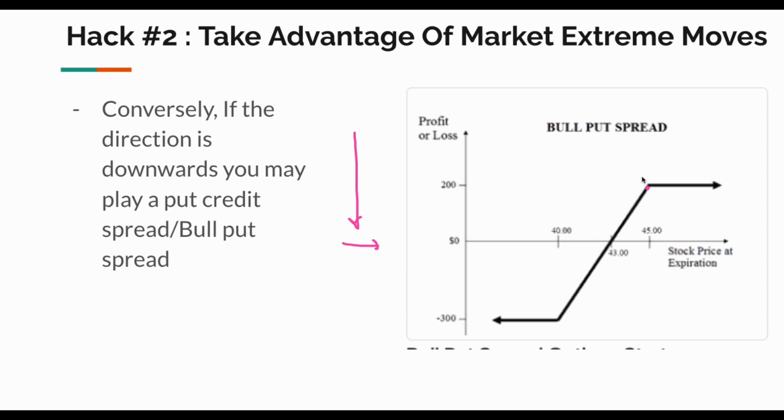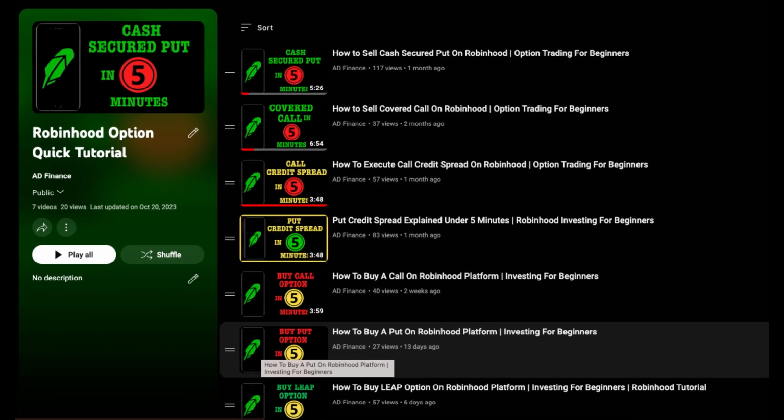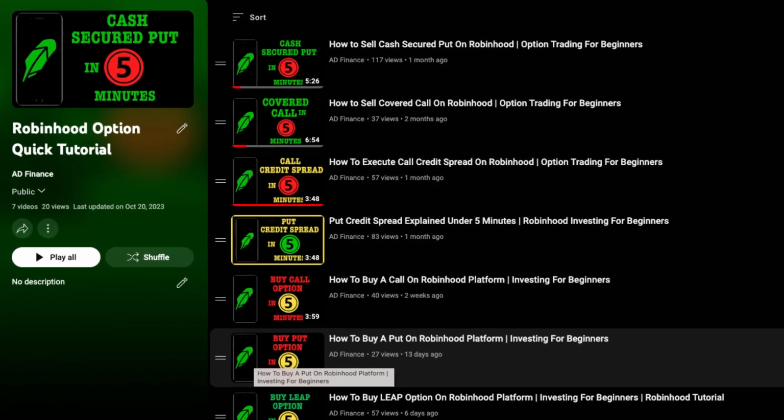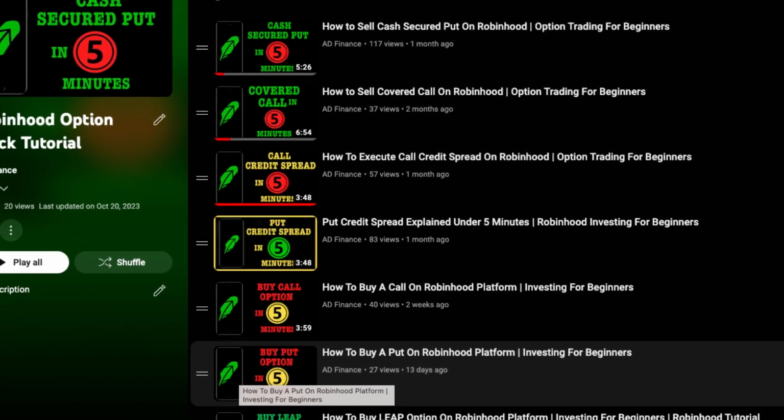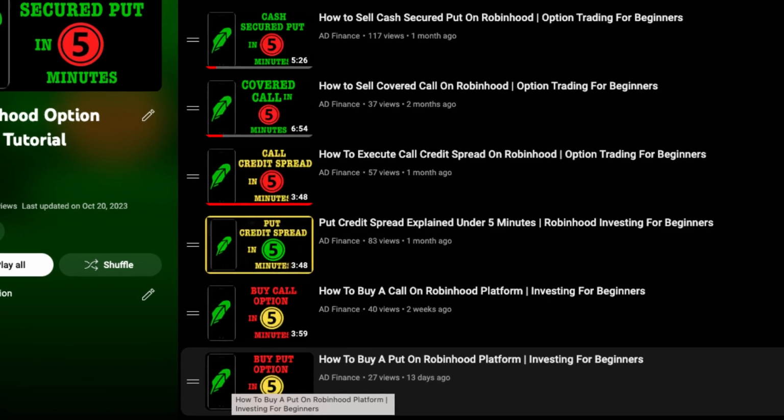And by the way, guys, if you are not very familiar with this put credit spread or call credit spread or this kind of spread strategies, I have a lot of videos on my channel. You can watch them to get a deeper understanding of these strategies and how you can play them correctly.